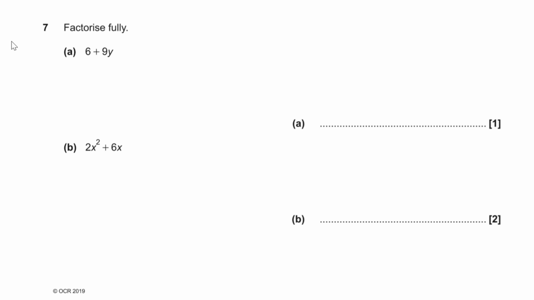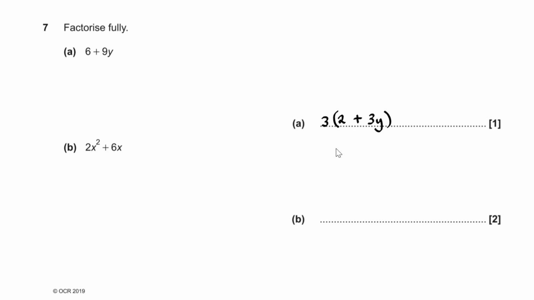For question 7, we have to factorize fully for part A 6 plus 9y. Well, over here, the highest common factor of both terms is 3. So 3 times 2 gives a 6, and 3 times 3y gives the 9y. So factorizing 6 plus 9y, we get 3 lots of 2 plus 3y.